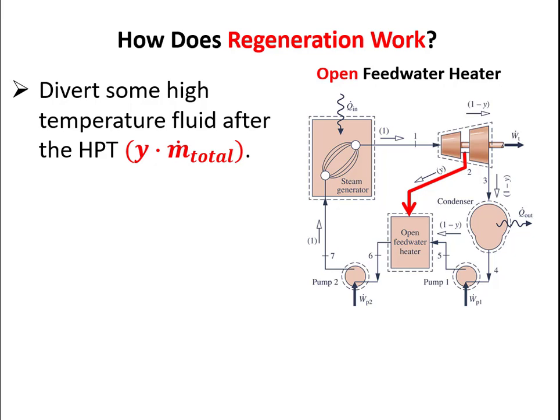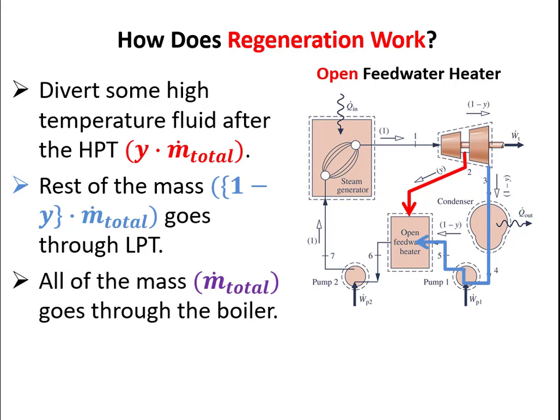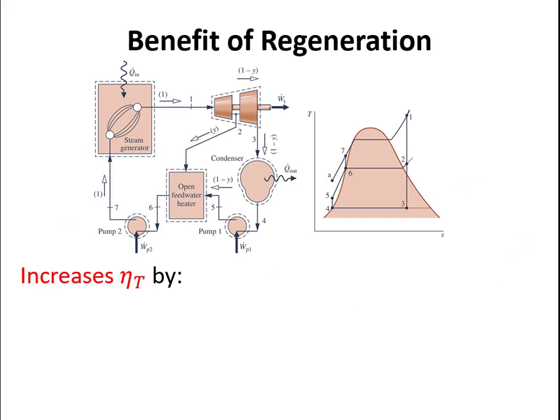So now we take Y percentage. Here Y is just some fraction between 0 and 1. And the rest of the mass, so if Y was say 20%, then 1 minus Y would be 80%. And 80% of that mass goes through this other leg of our cycle. Now in what we're calling the open feedwater heater here, the mass comes back together and all of the mass, or m dot total, goes through the purple part of our cycle here.